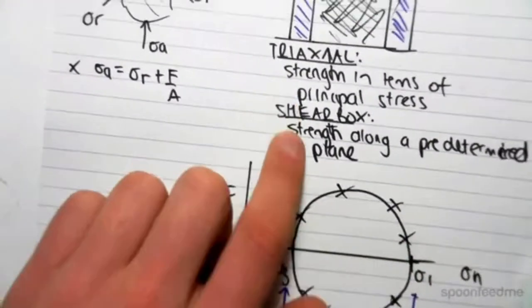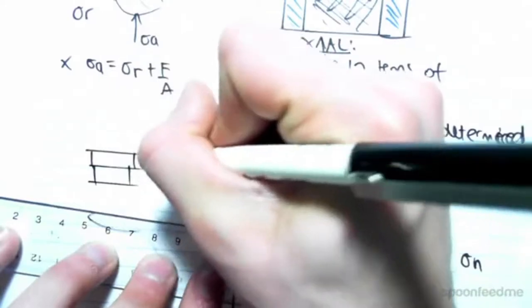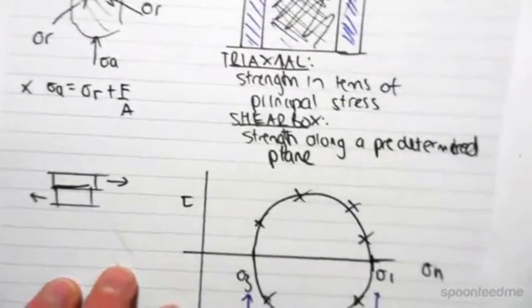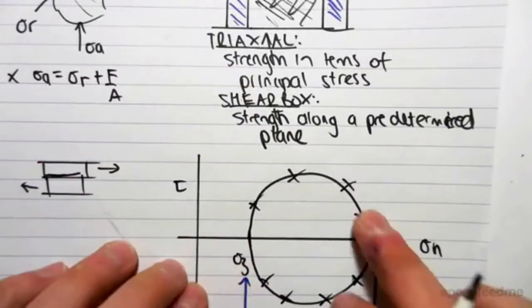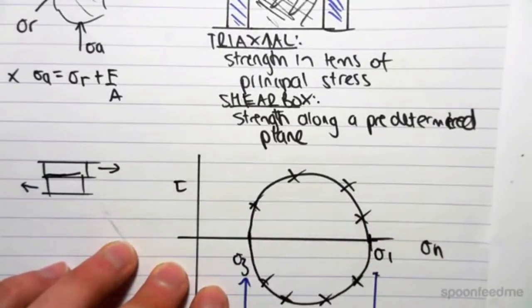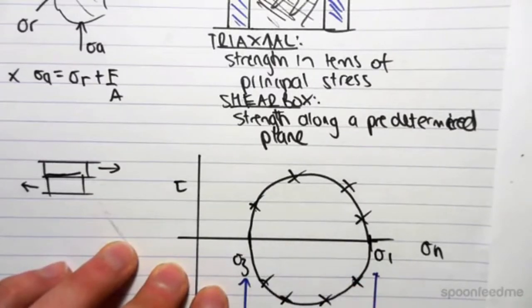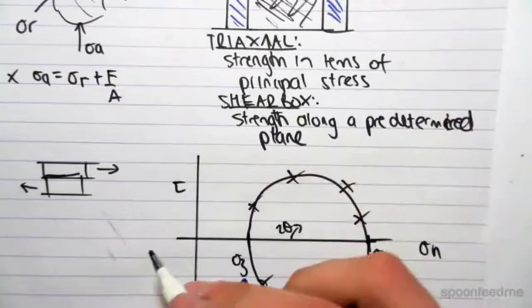So in a shear box, we could only find it along the one plane because we were shearing it just in the horizontal direction. So we could find it only along that plane. But from the triaxial test, we will find the principal stresses, which will allow us to construct a Mohr's circle, which will enable us to find the shear stress and normal stress along any plane, keeping in mind that the angle in the Mohr's circle is 2 times the angle in reality.